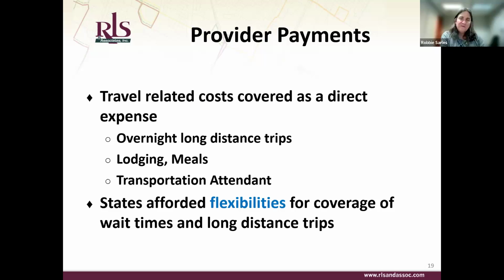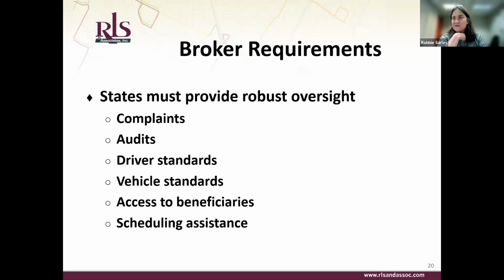Provider payments are also, and these have always been the case, but again, they're all in this guidance. They're spelled out clearly in the guidance. Travel-related costs can be covered as a direct expense if there are overnight long distance trips, lodging, meals, or if there's a transportation attendant. And it also says that states are afforded flexibility for coverage of wait times and long distance trips. The guidance goes on to talk about broker requirements. This is not new. It just puts it all in one place.